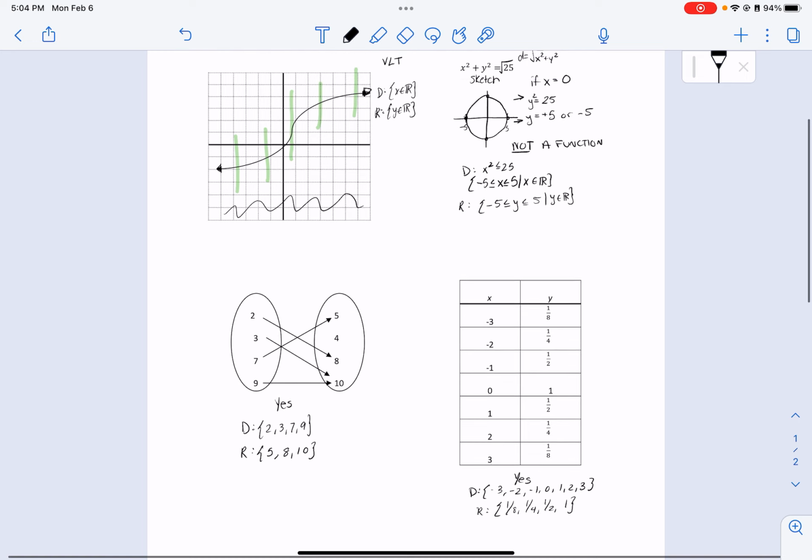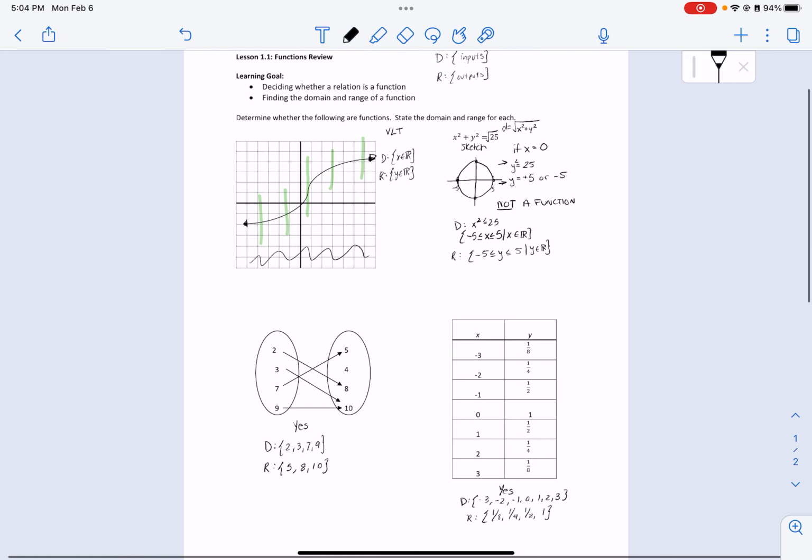So that is your quick summary of lesson 1.1. Hopefully that gives you enough of a head start to try some of those questions.